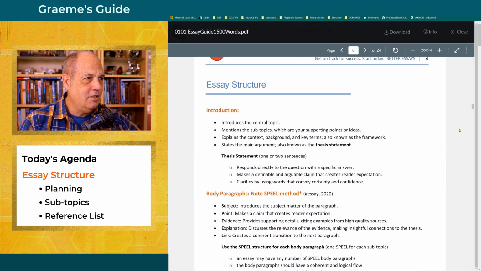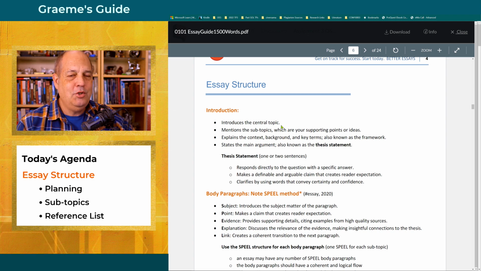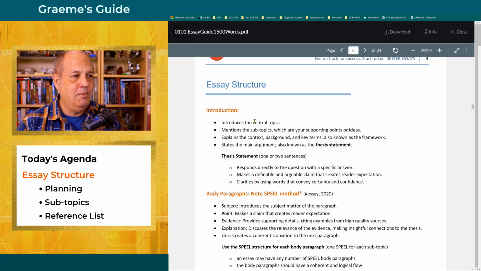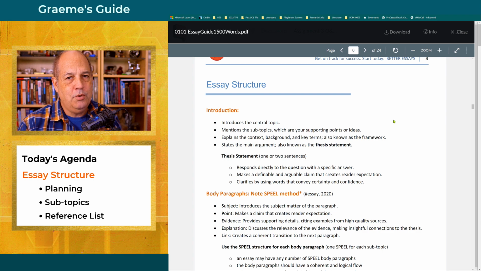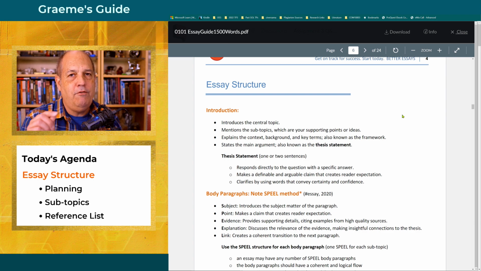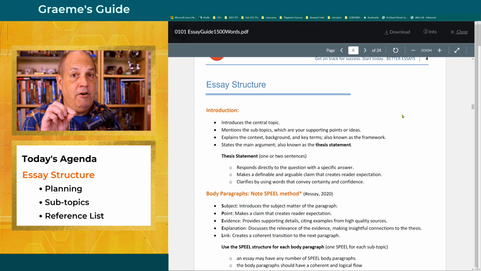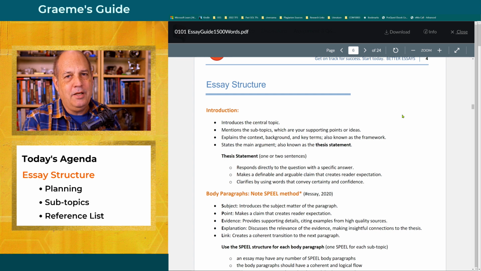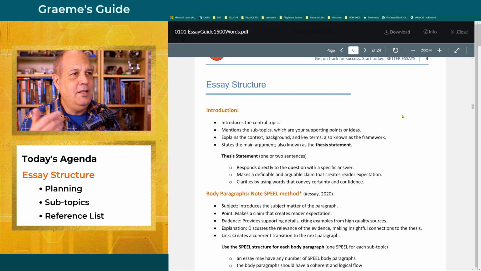Okay, essay structure. The introduction includes the central topic. So you would start with a topic sentence that mentions the central topic. You would also mention the subtopics, which are your supporting points and ideas. Even though there are 5 subtopics to cover here, it's probably a good idea to mention those very briefly in your introduction, even if you just say, the topics that I'm going to cover are, and then just list them off.